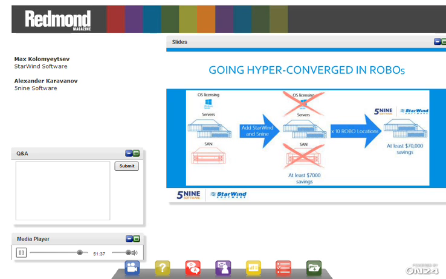So if you just make a brief calculation for 10 ROBO locations, with just a physical SAN in mind, we save at least $70,000 on that infrastructure. Wow. Yeah, that's $70,000 for 10 locations. If we do that for 100 locations, that's going to be 0.7 million. Well, that's a lot. That's really a lot.